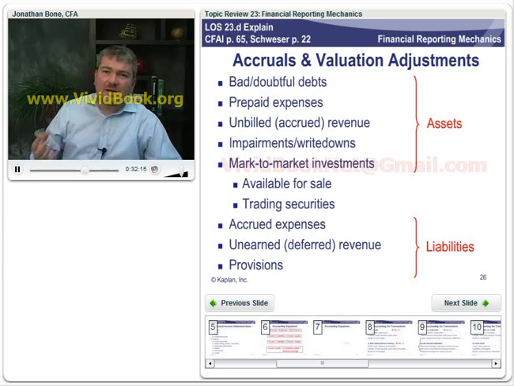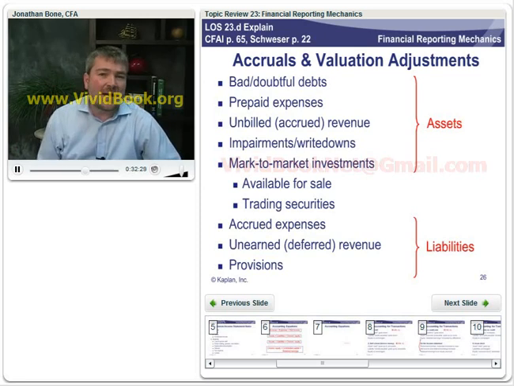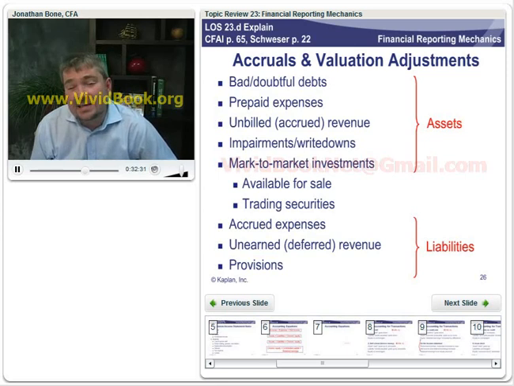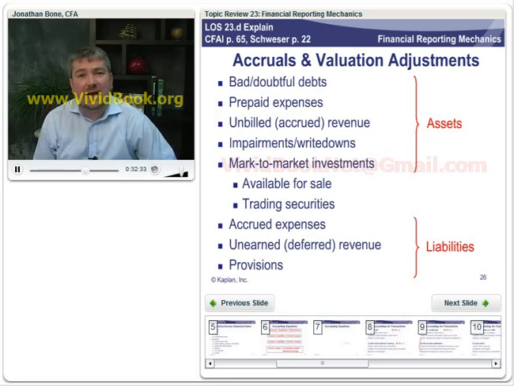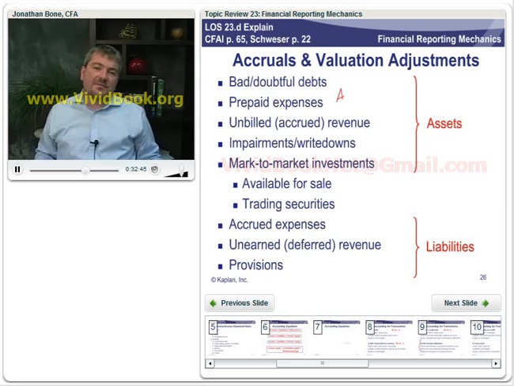So let's just have a look at some of these accruals and valuation adjustments that we often tend to make at year end. So bad and doubtful debts. You know some of your accounts receivable won't be collected. Some customers will default and not pay you. So what you need to do at year end is estimate how much won't be collected and reduce your accounts receivable. So essentially the bad debt provision nets against the accounts receivable, and it means the accounts receivable on the face of the balance sheet would decline. The other side of this bad and doubtful debt provision is it appears in the income statement.